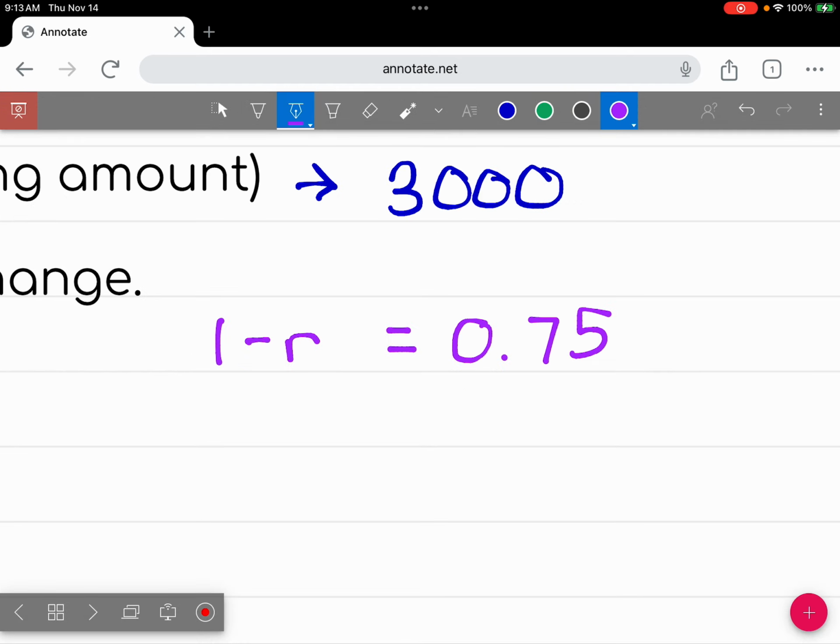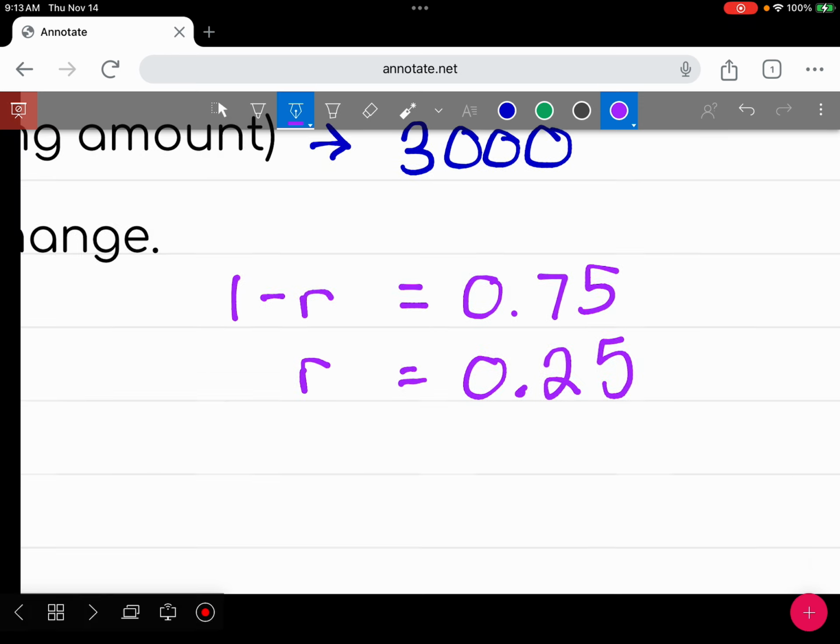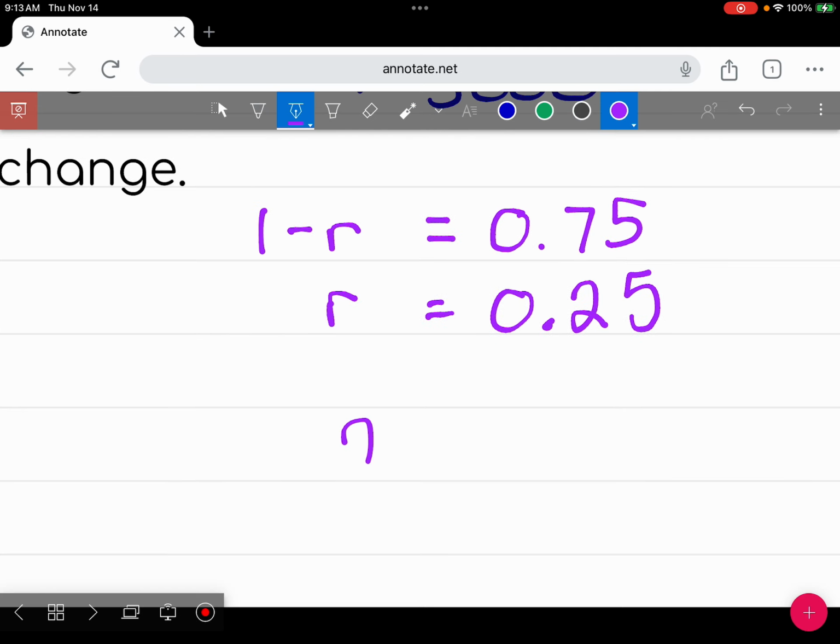So what is the decimal of our rate? 1 minus what gives me 0.75? 0.25. So what is the percent of change? 25%. There's questions like that on the homework, identifying the rate that we change. Okay, so I wanted to practice going that direction because we get a little caught on that one.